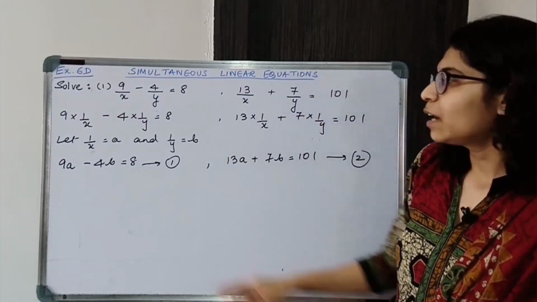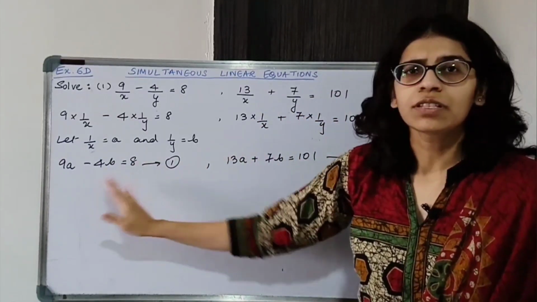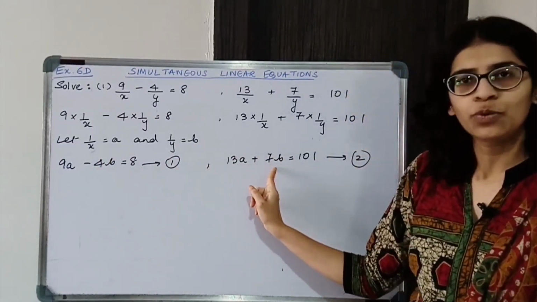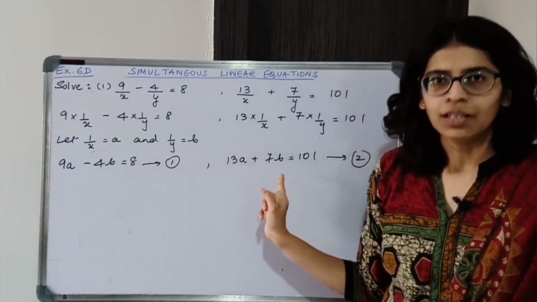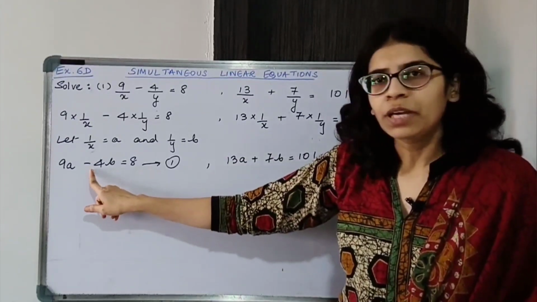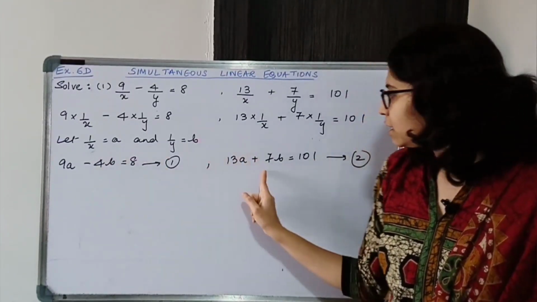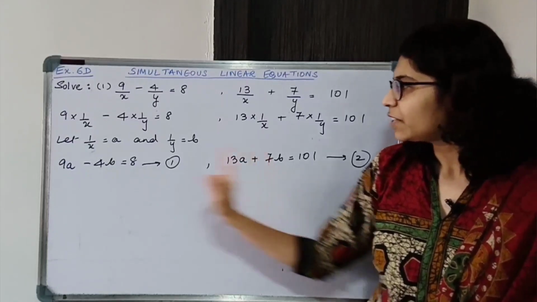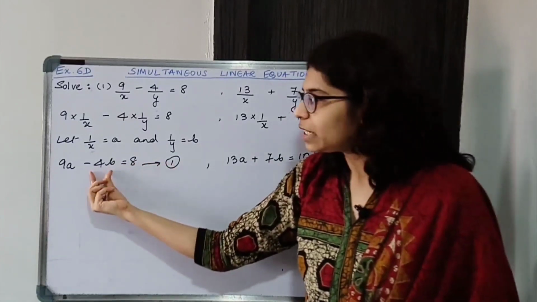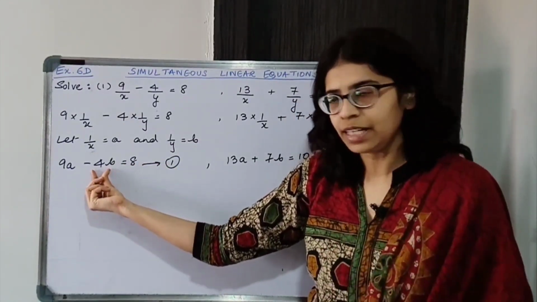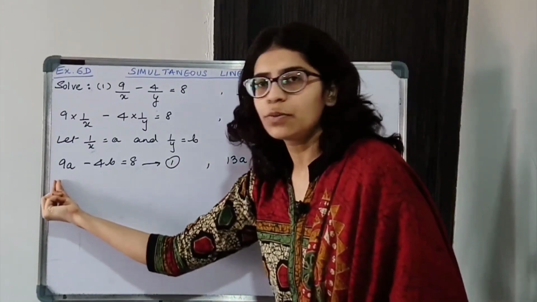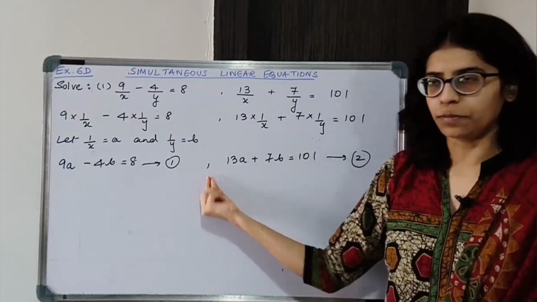Now how will we solve these two equations? By equating coefficients. I am going to make the coefficients of b equal, because the sign of b is opposite. Okay, if the signs are opposite, then we can solve the equations by adding. So I am going to make this and this the same. Here there is 7, here there is 4. The LCM of 7 and 4 will be 28. So I have to multiply this by 7 to make it 28 and this by 4 to make this 28. So I'll multiply this entire equation by 7 and this entire equation by 4.